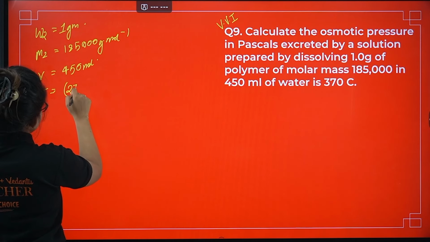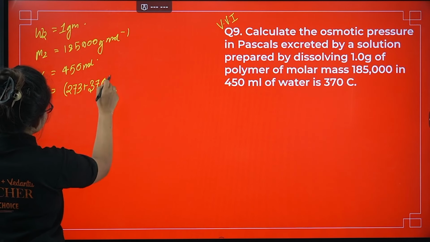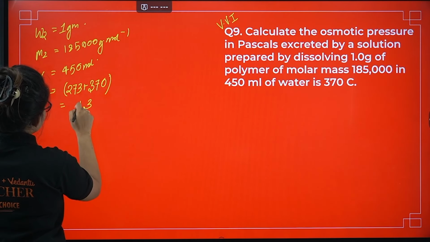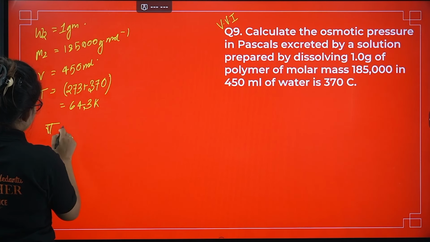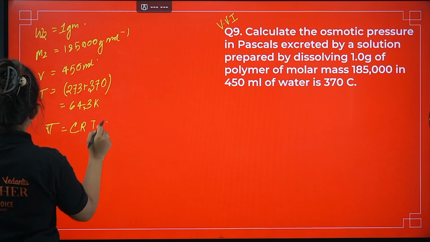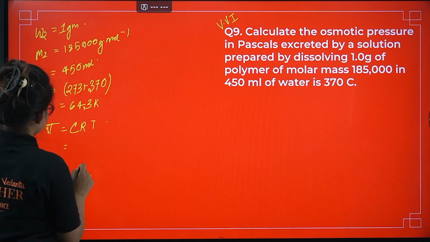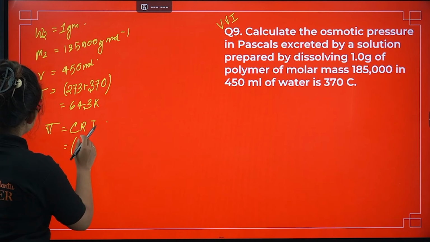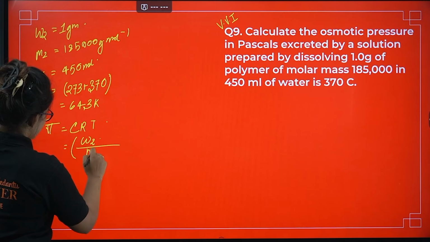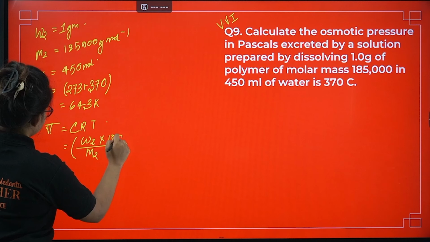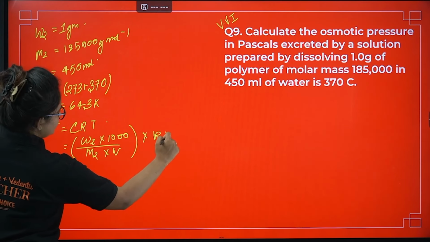So 273 plus 370, 643 Kelvin. Fine, let's go ahead. We have the formula pi equals CRT. Pi is the osmotic pressure here, C is the concentration. So concentration term we can break down in the form of number of moles. Number of moles further can be divided, let's say W2 by M2 into 1000 into volume, into R into T.